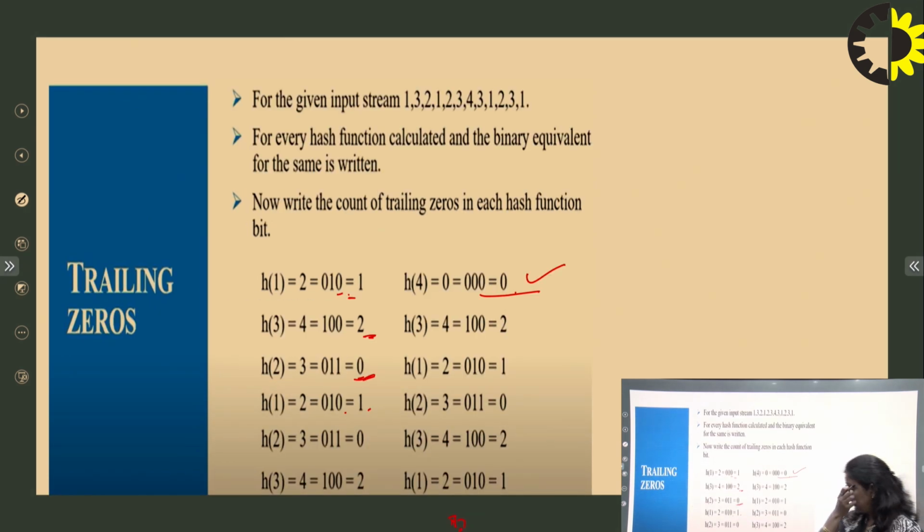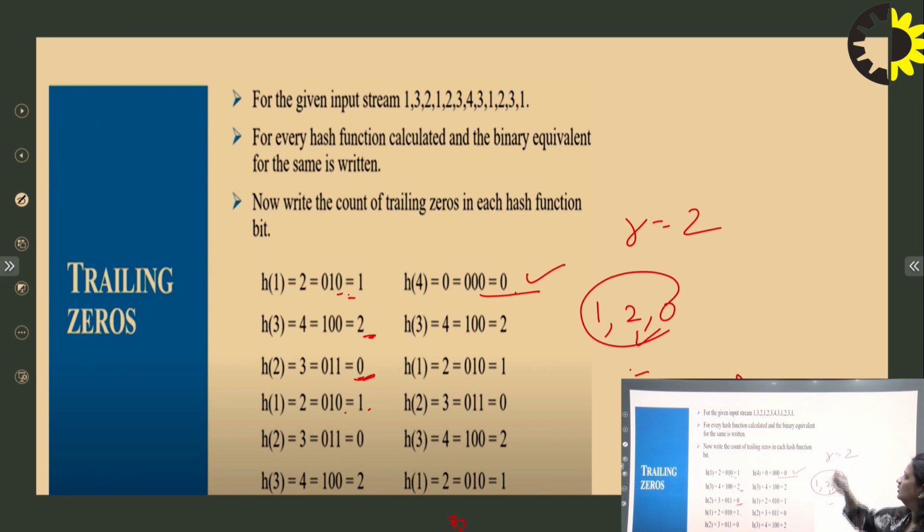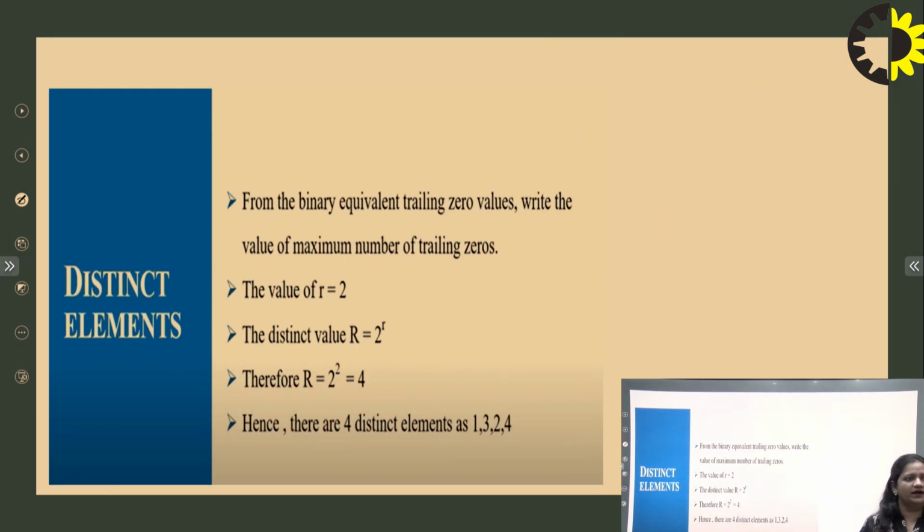Now, in the next step, we will check what is the maximum value of trailing 0. 1, 2, 0, 0, 2, 1. So what will be the maximum value in these values, 1, 2 or 0? That is 2. So the value of R is 2. So how do we calculate the number of distinct elements in the stream? The number of distinct elements is 2 to the power R by this formula. R is equal to 2, so 2 to the power 2 is 4.